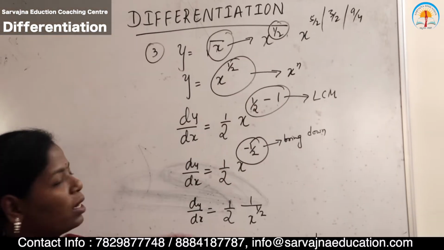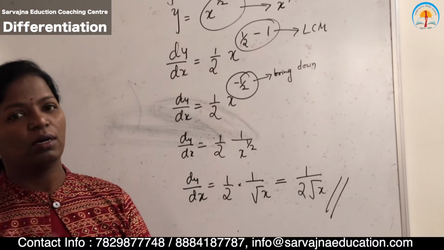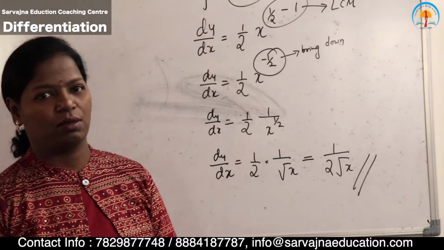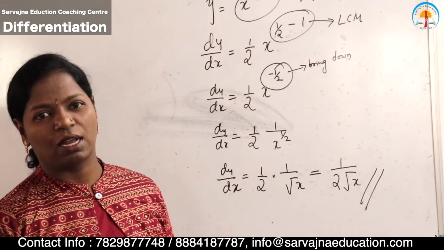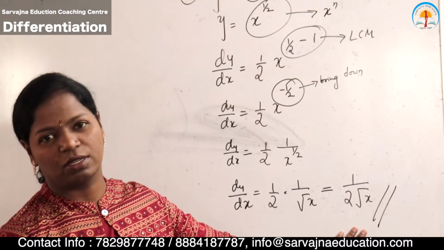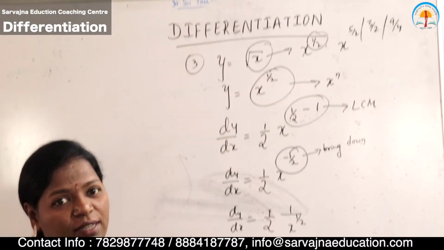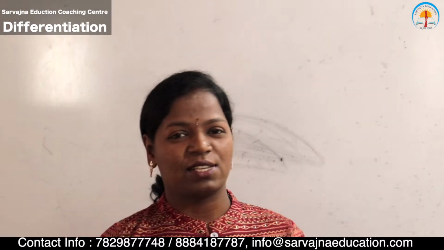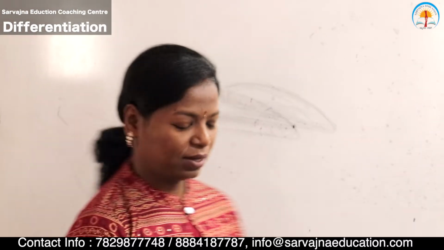I got the same thing, right? Not exactly mugging up. The same thing, I just did step by step and written here how I get 1 by 2 root x. Yes guys, we'll just move on to the fourth one.